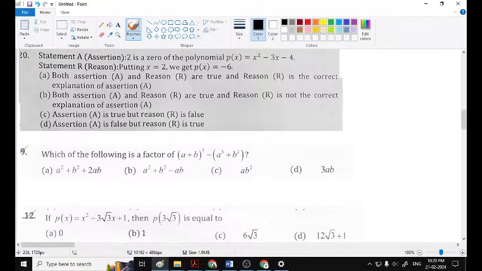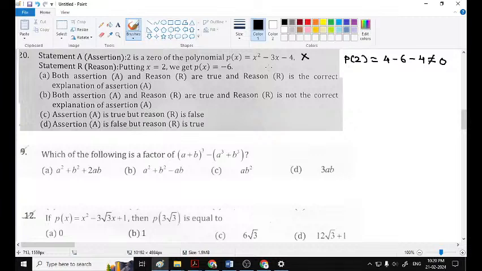Assertion A is: the zero of the polynomial P of x is equal to x square minus 3x minus 4 is 2. Let us put x is equal to 2. That is P of 2. P of 2 is 2 square is 4 minus 3 into 2 is 6 minus 4. This is minus 2 minus 4. This is not 0. So this statement is false.